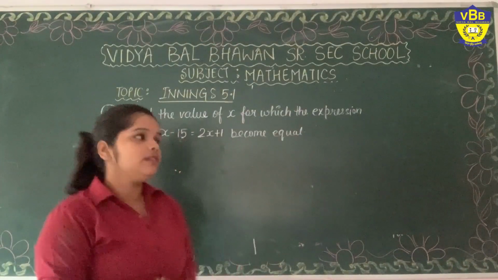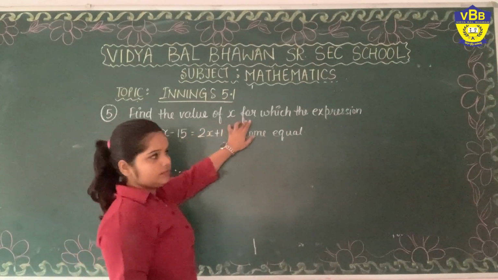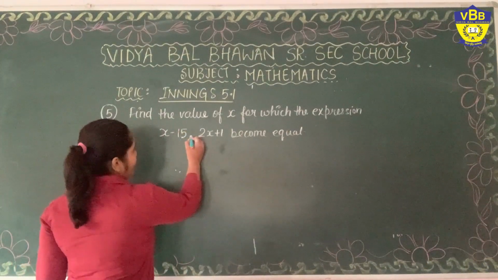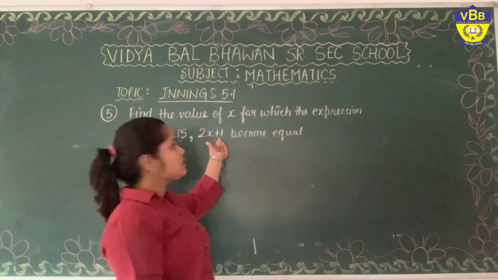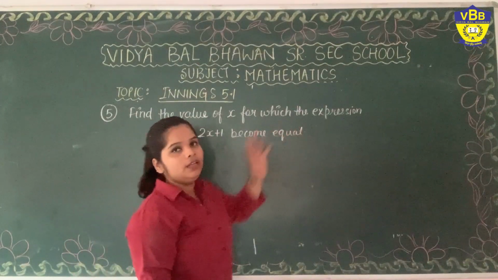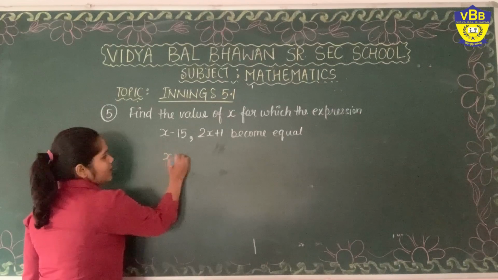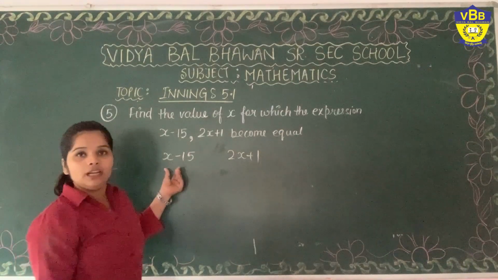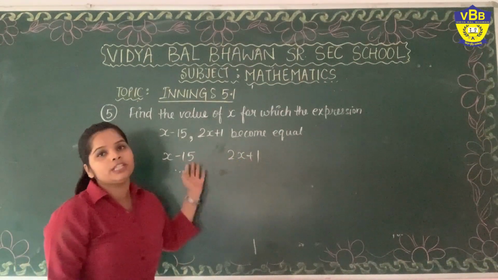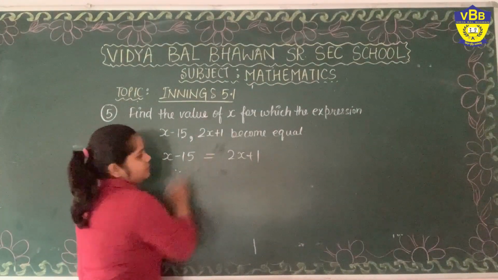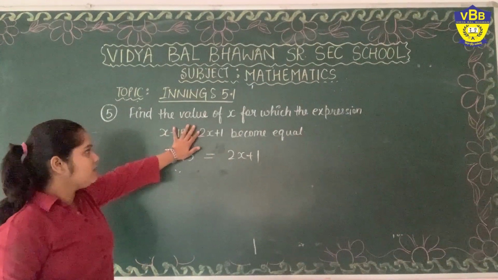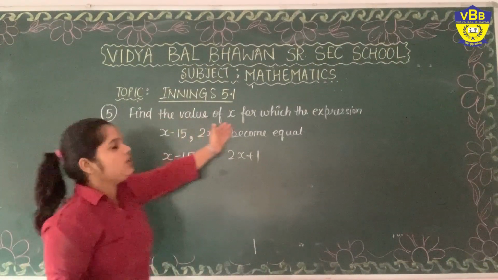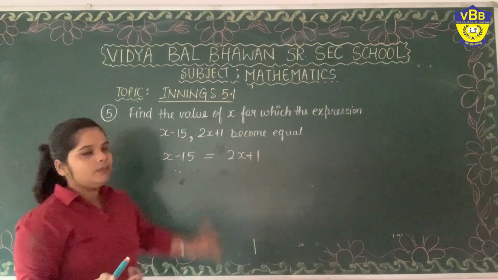So, next question. Find the value of x for which the expressions x minus 15 and 2x plus 1 become equal. That means you have two expressions, x minus 15 and 2x plus 1. It is saying at what value of x these two expressions will become equal. So this was the statement. We have changed our statement into this form. Now you need to find the value of x at which these two expressions will be equal.